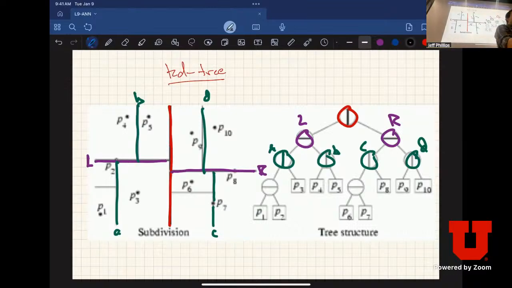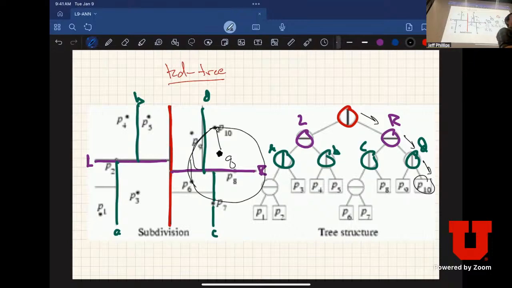Okay, so now I issue a query. If I have a query here, okay, this is my query. Well, how would I do this? I would go in the right direction, and then I'm going to say it's above the purple line. So it goes down here because it's above the purple line. That splits it into the right one. And then it's to the right of this green thing, and I find this point P10 and I measure the distance to P10.